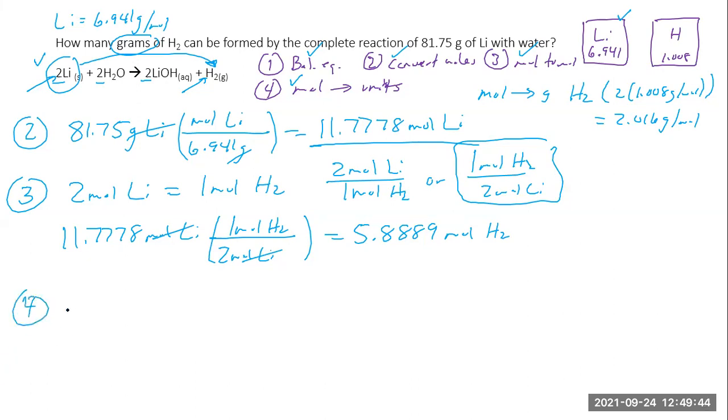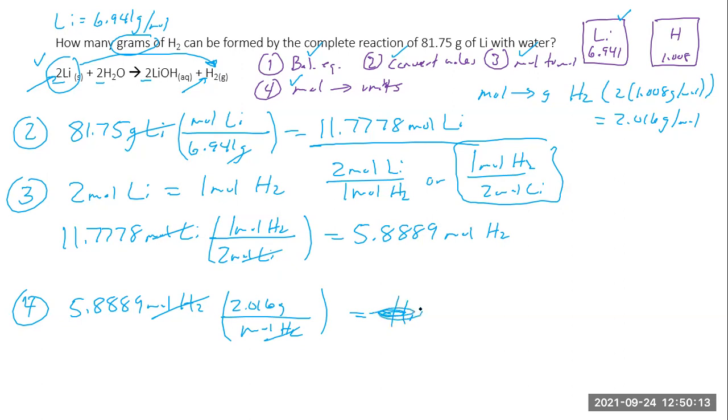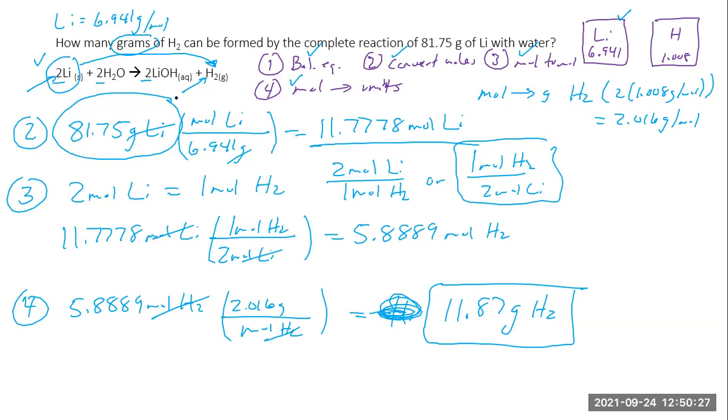We're going to take our number from above, 5.889 moles of H2, using the molar mass of hydrogen, 2.016 grams per mole of hydrogen. The moles will cancel, and we will end up with 11.87 grams of H2. And again, if you're curious where these 4 sig figs came from, it was from the one and only number given to us in this particular problem, which was 81.75, had 4. So our answer has 4 significant figures.